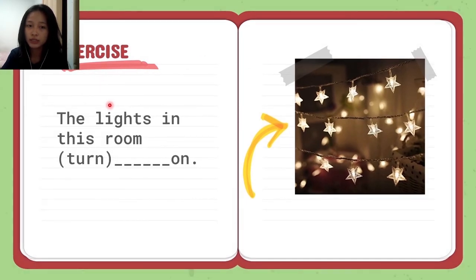For another exercise: the lights in this room blank blank blank on. We have to choose the verb 3 of turn. The answer is are turned. The subject is the lights in this room, so the be auxiliary is are, and verb 3 is turned on.